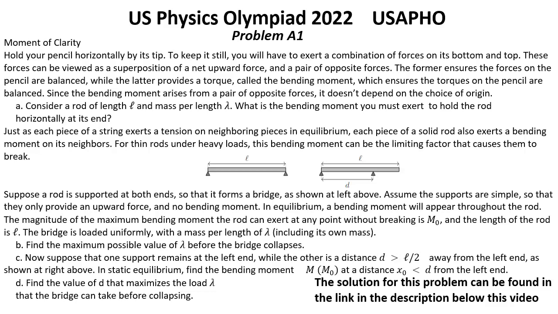Question B. Now suppose that one support remains at the left end, while the other is a distance d greater than L over 2 away from the left end, as shown at right above. In static equilibrium, find the bending moment m as a function of m0 at distance x0 less than d from the left end. Question D. Find the value of d that maximizes the load lambda that the bridge can take before collapsing.